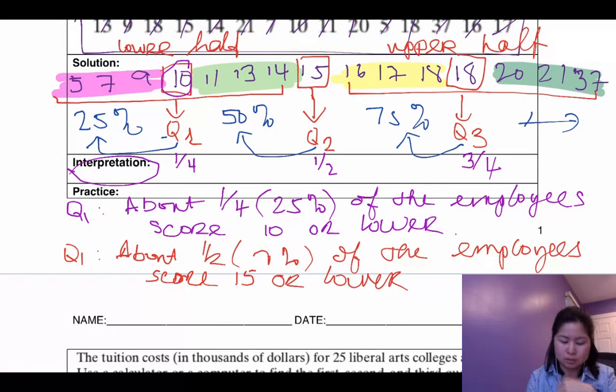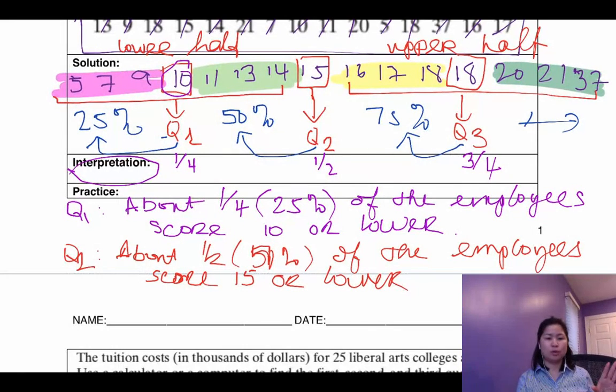So that's, I wrote it wrong, it should be Q2. So Q2 is about 50% or 1/2. You don't have to say both. If you say 1/2, I'm good with that. If you say 50%, I'm okay. You don't have to write both. I put down both just in case. Some prefer to use percent, some prefer to use fraction.